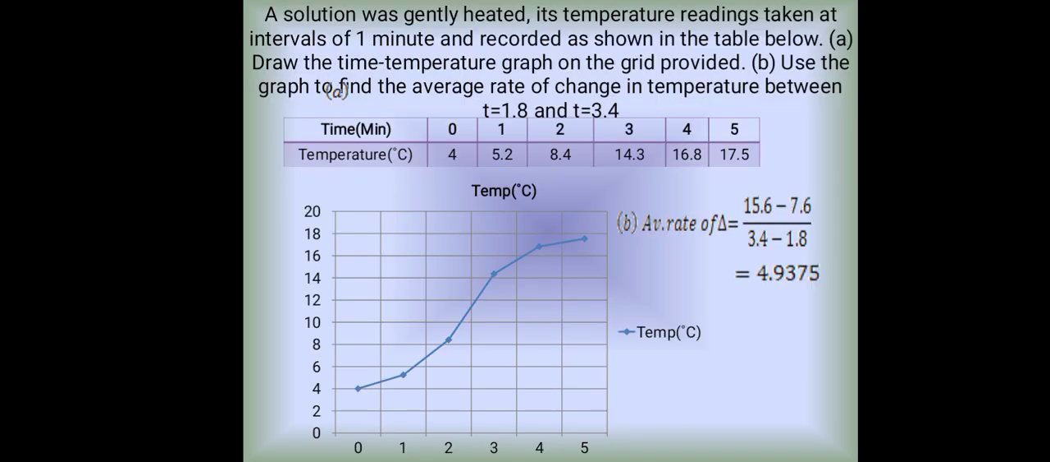A solution was gently heated. Its temperature readings were taken at intervals of 1 minute and recorded as shown in the table below. Draw the time-temperature graph on the grid provided. Use the graph to find the average rate of change in temperature between t = 1.8 and t = 3.4.